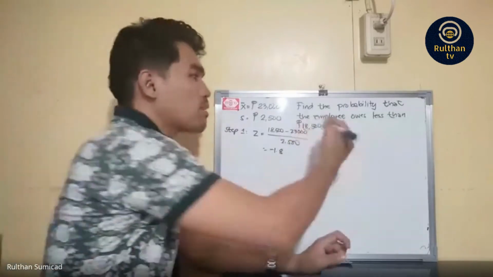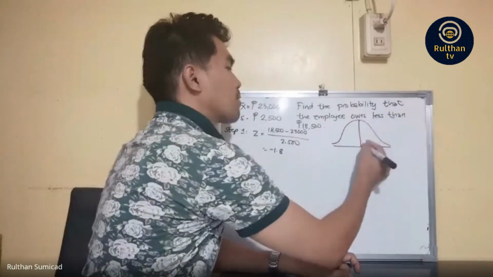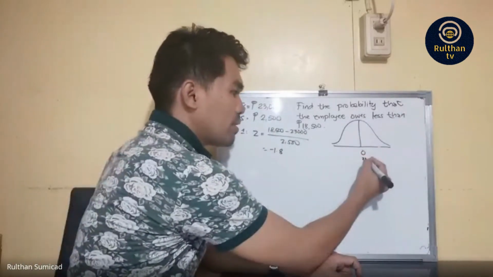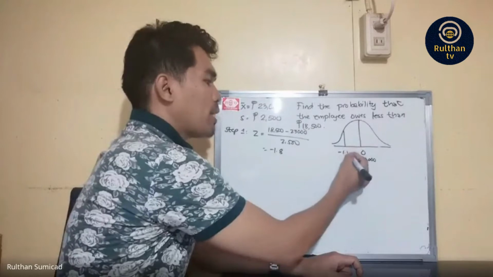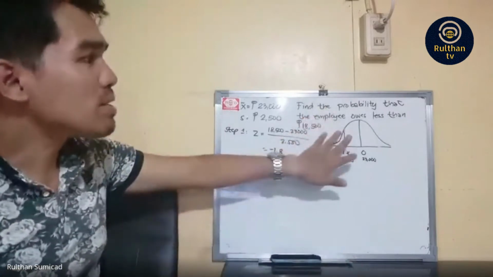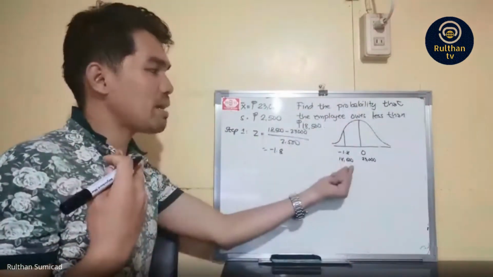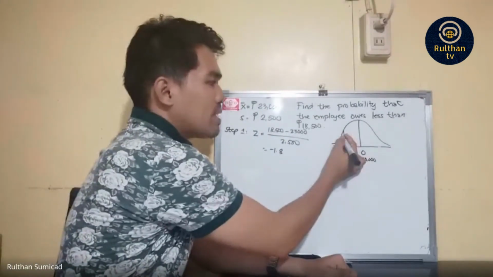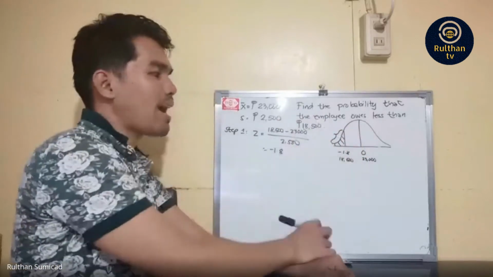Okay? So to illustrate that in a diagram, the zero here means 23,000. And then this z value, negative 1.8, is equivalent to 18,500. But the question is, what's the probability that the employee owes less than 18,500? Meaning smaller than this amount. So where should I go, there or here? We are referring to the region bound by the curve on this area. This is exactly the less than 18,500.